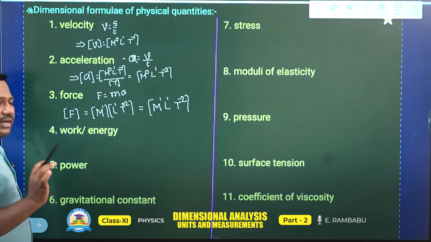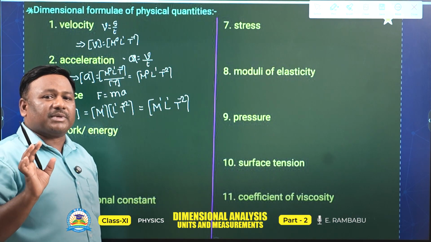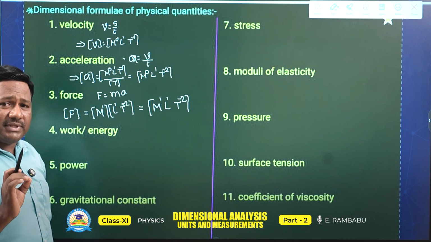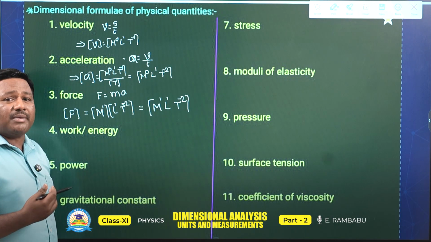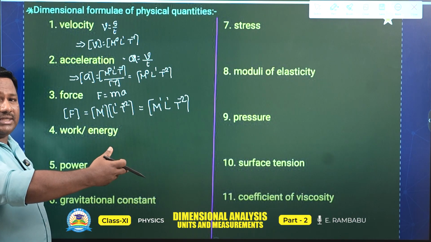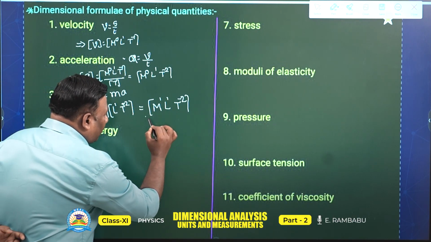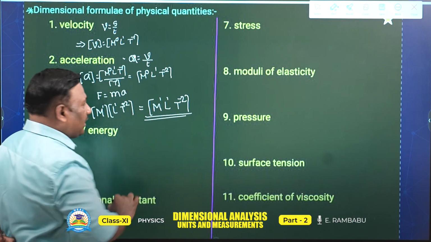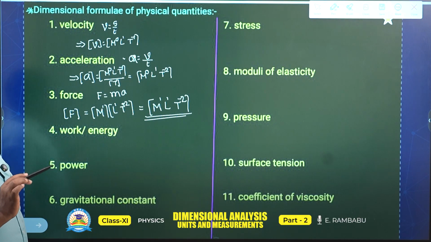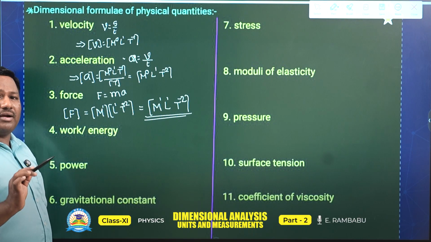Force is the important quantity in the dimensional formulas. With the help of this force, we will derive many dimensional formulas in the coming lessons. So, try to remember the dimensional formula of the force: M to the power 1, L to the power 1, T to the power minus 2.